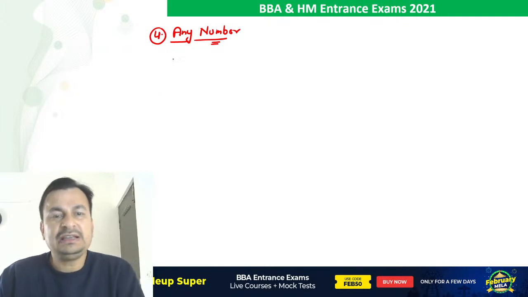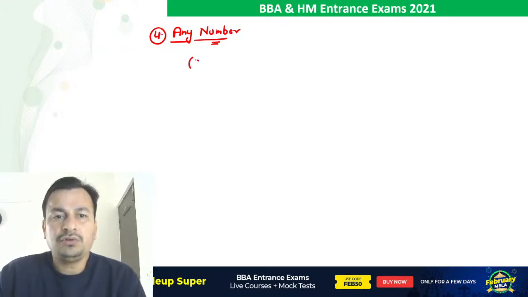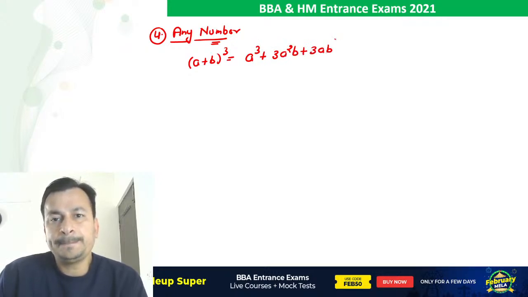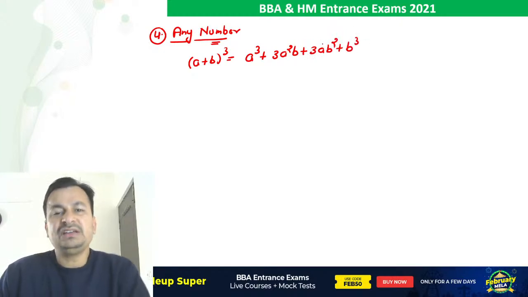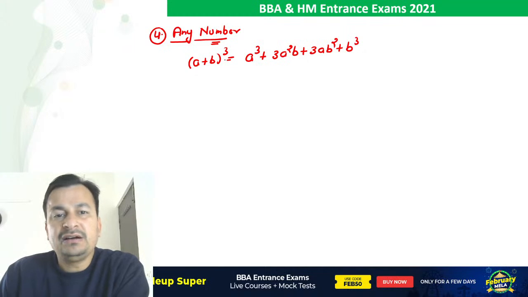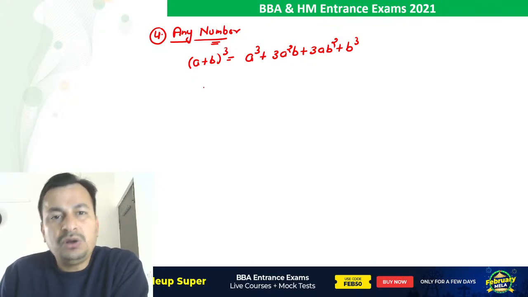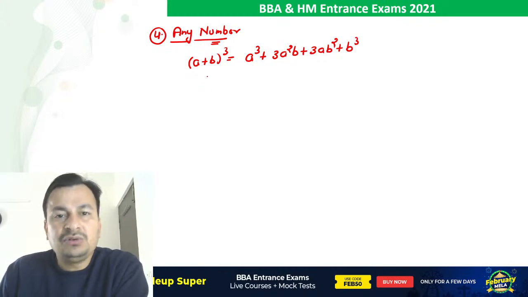The process is basically, as we all know, a plus b whole cube. The formula of a plus b whole cube is a cube plus 3a square b plus 3ab square plus b cube. This is the expansion of a plus b whole cube. So basically, if we want to calculate the cube of a two-digit number which does not belong to the previous three categories, how do we do that?